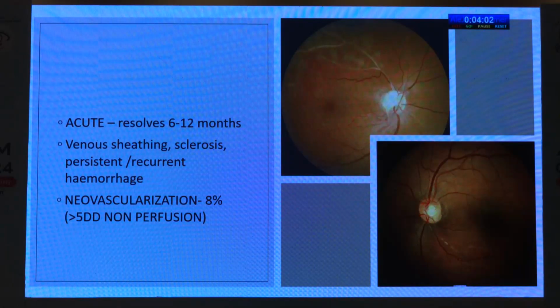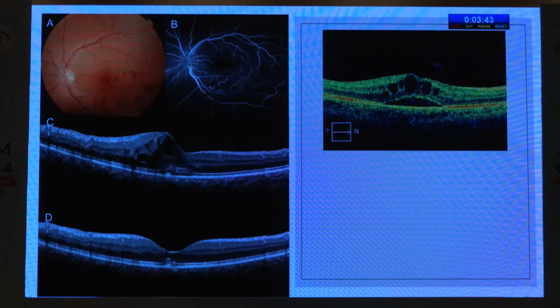After the acute phase, it resolves in 6 to 12 months. The vessels may have sheathing and sclerosis and might lead to persistent and recurrent hemorrhage. Neovascularization, 8%, is seen if there is more than 5 disc diameters of non-perfusion. So these are a few images. This is a fundus photograph, and this is an OCT image showing cystoid changes, macular edema.